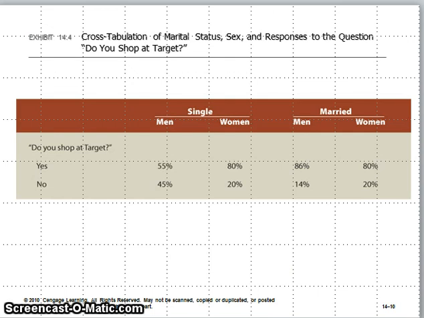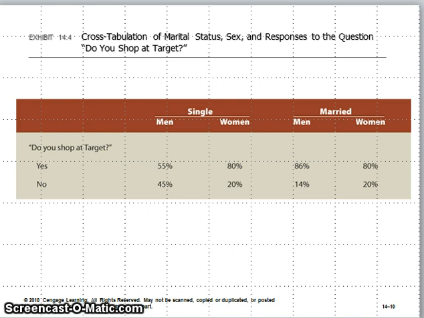Now let's take a look at Exhibit 14.4. And I hope you're starting to see how very interesting marketing research is, because you're trying to find out clearly who does what of your target demographics, of your target market, who does what type of behavior and when. You want to look at age, gender, marital status, income. It depends on what the product or the service is that you're trying to promote.